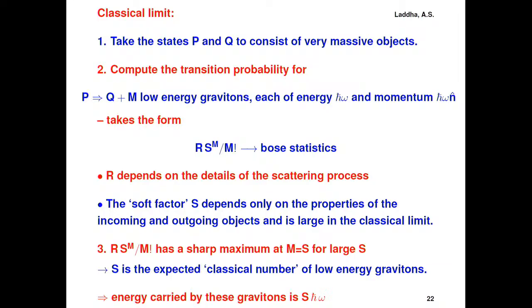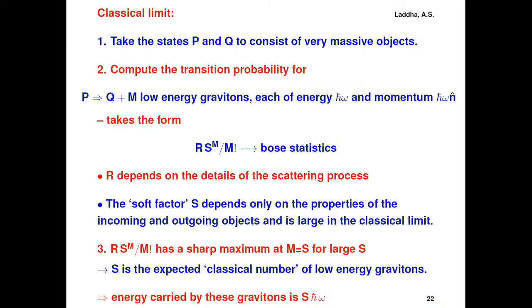But now we notice that this quantity R S to the m over m factorial, as a function of m, has a sharp maximum at m equal to S for large S. Now of course m is an integer, S is not, so you think of m as the integer that is closest to S. That is where the probability is maximum. Furthermore, this maximum is sharp, which means that if you look at the probability at different values of m, at a certain value of m the probability peaks and then it falls off very sharply as you go away from the peak.